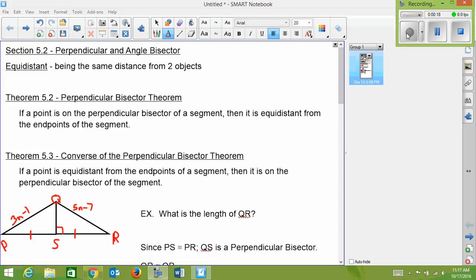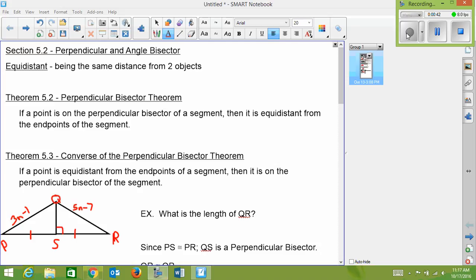Theorem 5.2, perpendicular bisector theorem. If a point is on the perpendicular bisector of a segment, then it is equidistant from the endpoints of the segment. And that would make sense, since the perpendicular bisector cuts something in half. A point on that bisector then would have to be the same distance from the endpoints.